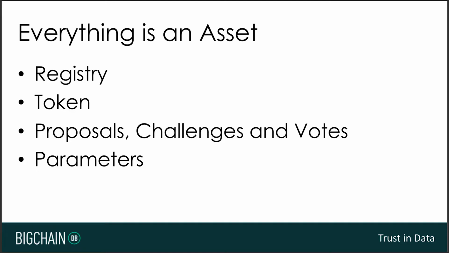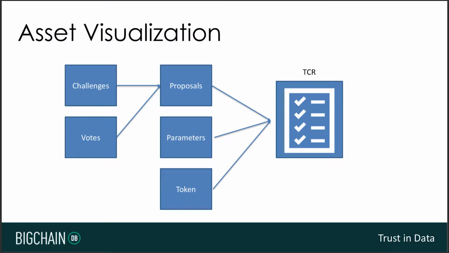So the primary concept that we want to look at here is that everything is a data asset in BigchainDB. We have modeled the registry, the token, the curation functions, or the output of the curation functions, and parameters, everything as a BigchainDB asset. I will show you this in the code that I will be presenting, but everything is encapsulated as a JSON object and stored on BigchainDB, and these assets are linked together with each other to create the entire application state. So this is how it looks.